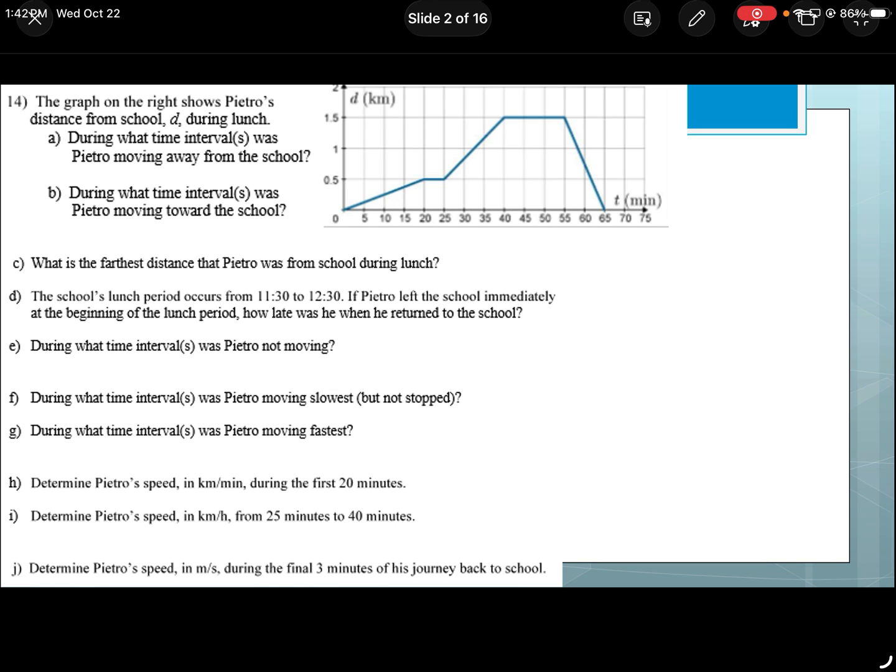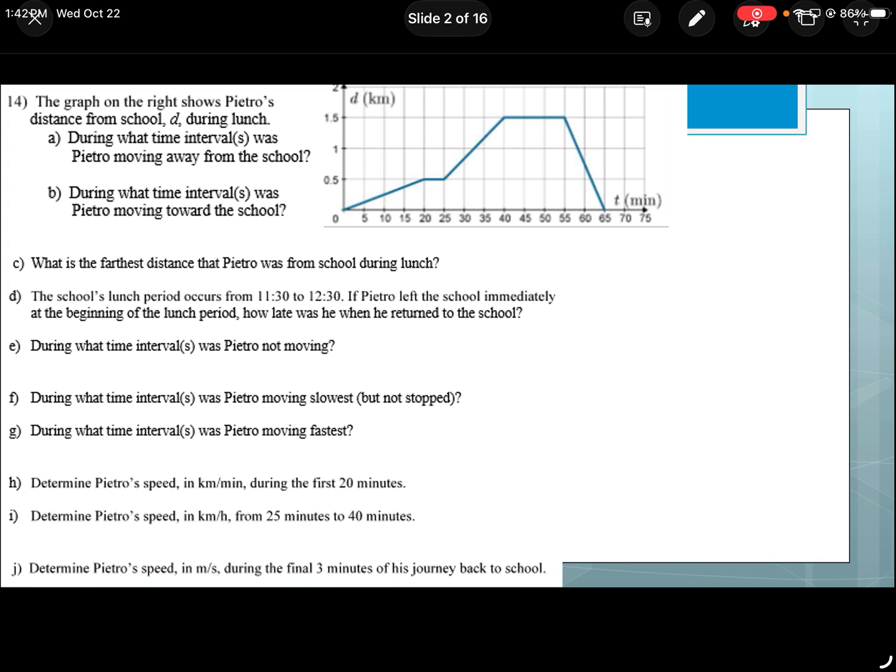Okay, so the graph on the right shows Pietro's distance from school, D, during lunch. It says it right there, the distance is D. It's on the left hand side, and then on the bottom it obviously has time. We talked about how that's going to be independent and dependent. Let's do it. During what time intervals was Pietro moving away from school?